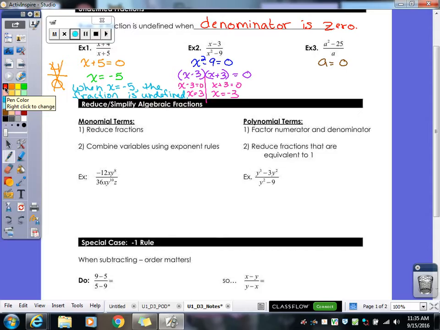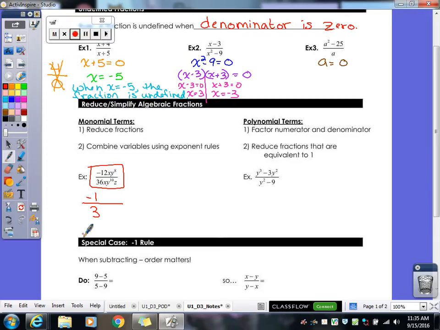So always with our fractions, we have to simplify them every single time. It's an unwritten rule. We always need to simplify. If you have monomial terms, which would be this example right here, meaning you have one term over one term, simplifying means you just combine your variables using your exponent rules and you reduce your numbers out in front. So -12 and 36. What number can go into both of those? 12. So -12 divided by 12 is -1. 36 divided by 12 gives me a 3.